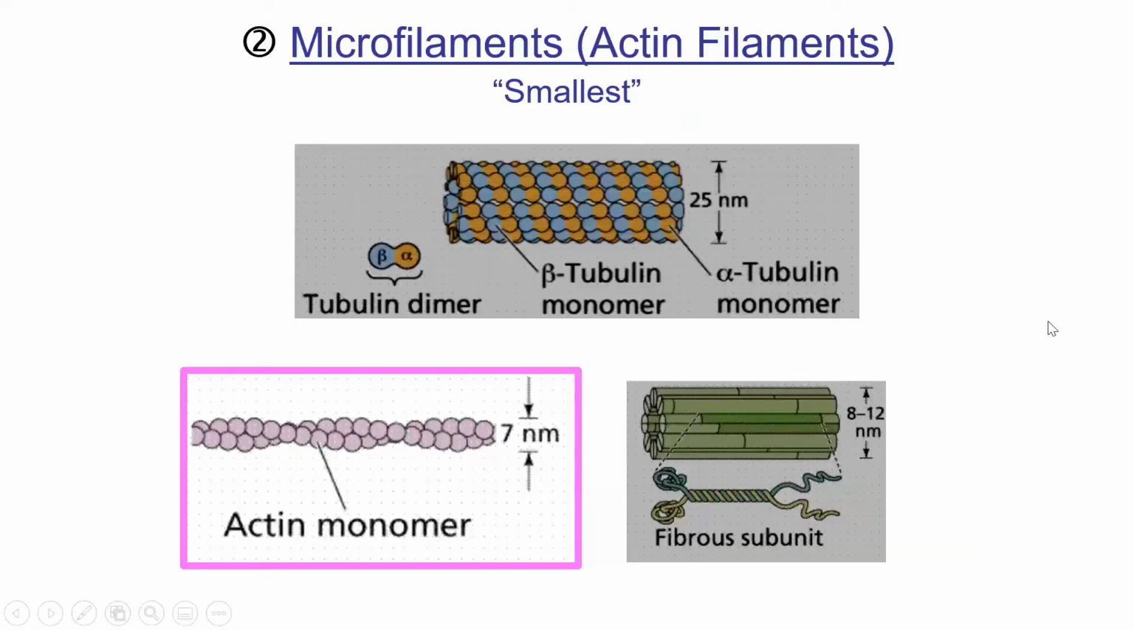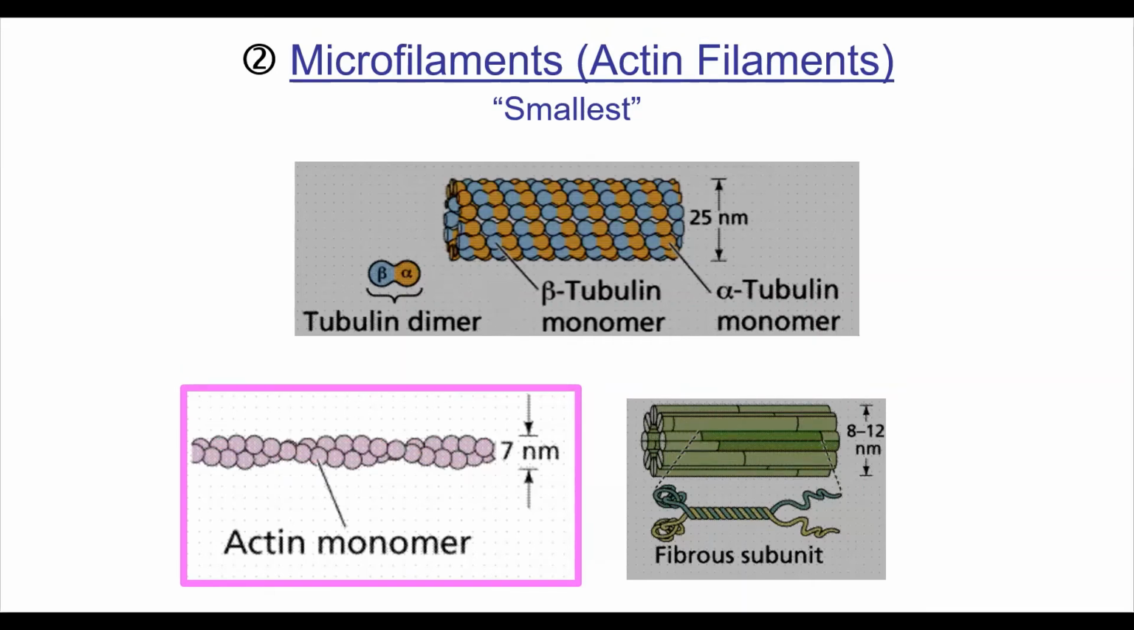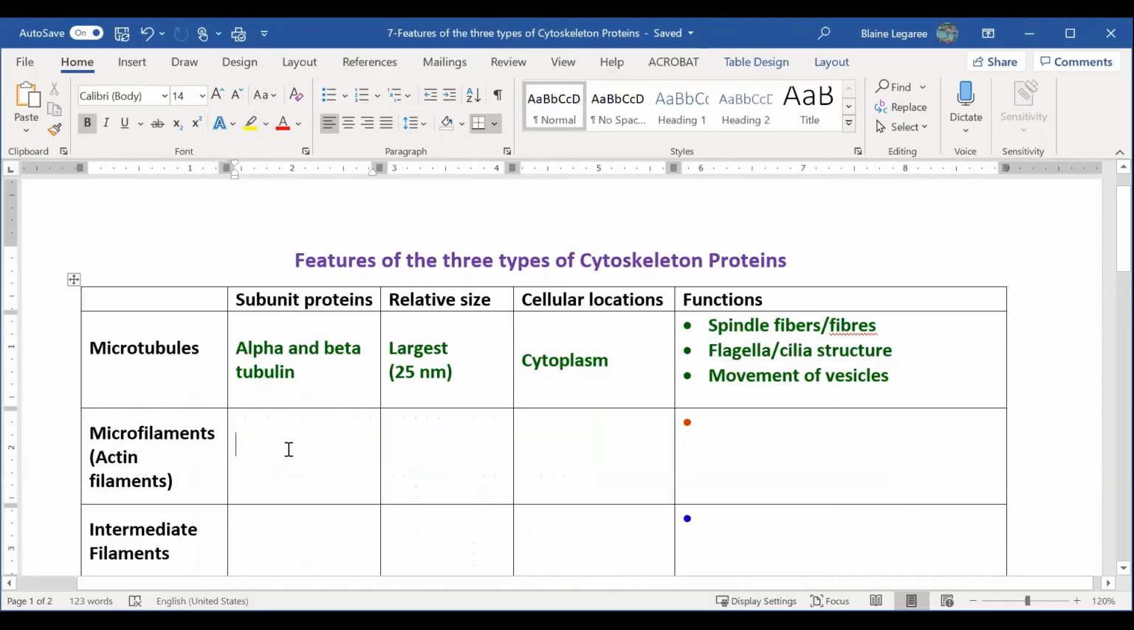Okay, so we talked about the microtubules. Those were the biggest ones. Now we're going to talk about the smallest ones, and these are called microfilaments. Microfilaments are made out of actin. Let's fill that in here before we forget. Okay, so microfilaments are made out of actin.